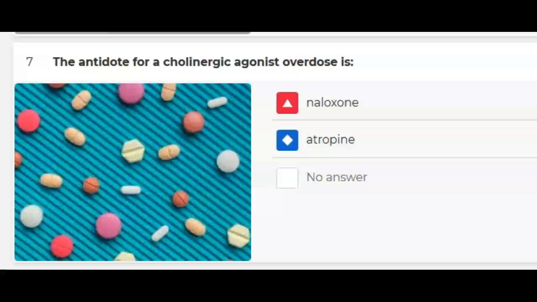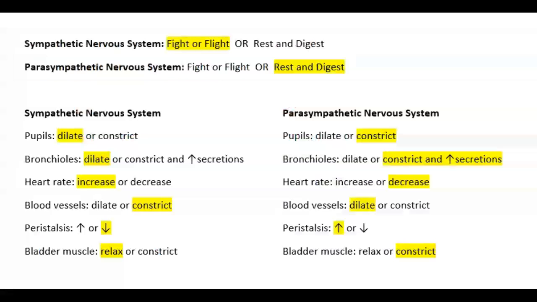It's the opposite medication. Now we're going to move on to the homework assignment of the sympathetic versus parasympathetic nervous system and what you will see. So go ahead and pause the video and check your homework to the correct answers as I go through.